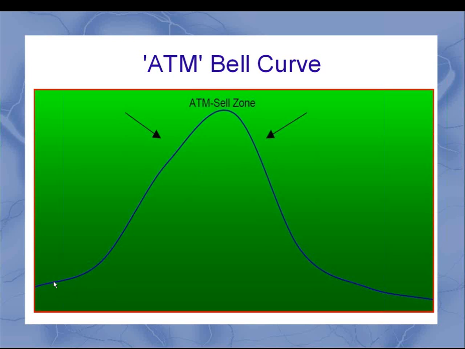In the ATM bell curve, we see our in the money zones here. If we go in the money, oh, that's a terrible one. Let me get a different pen here. Sorry, folks. Let me get something bright.